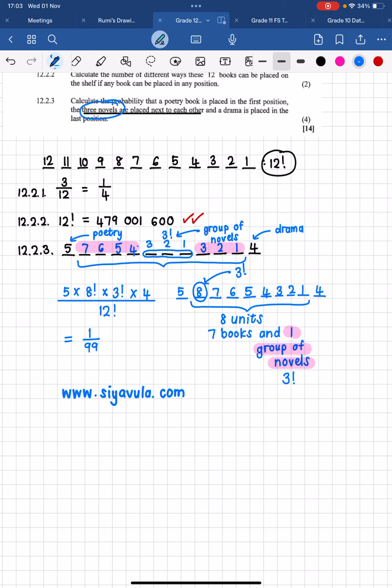Why aren't the 5 and the 4 at the beginning and end counted as units? Because they are kind of set. They're stuck there, right? They can't move. There has to be one of those 5 in the first spot and one of those 4 in the last spot. They can't move around.